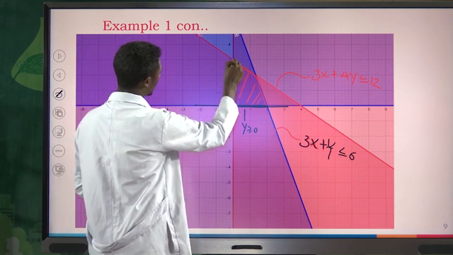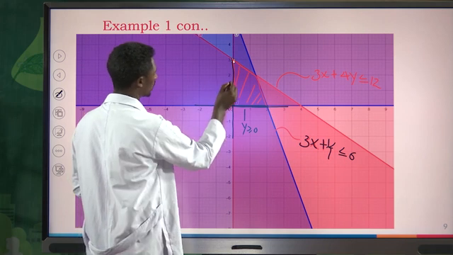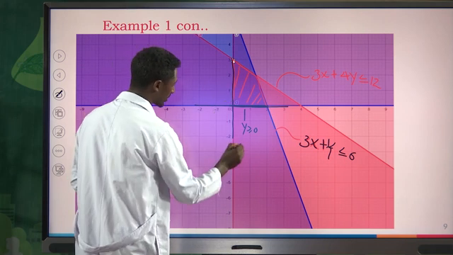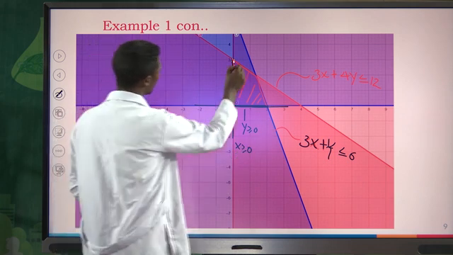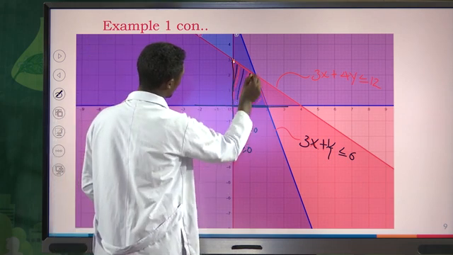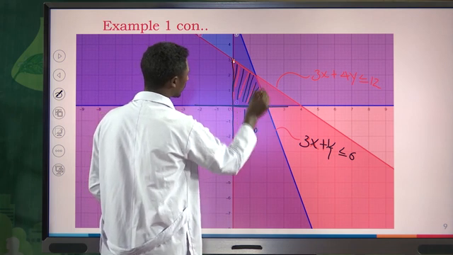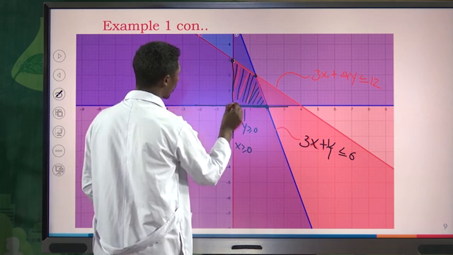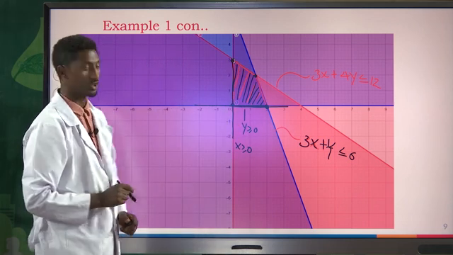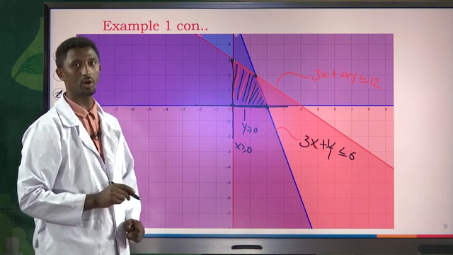Therefore, this is the region which is enclosed by all linear constraints. This one is also a line, that is x greater than or equal to 0. So if this is a feasible region, the optimal solution will be obtained at one of the corner points. So we have here 4 corner points. So the optimal solution is obtained at one of these corner points.